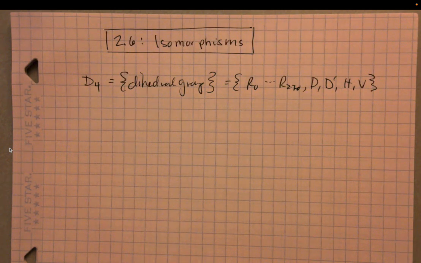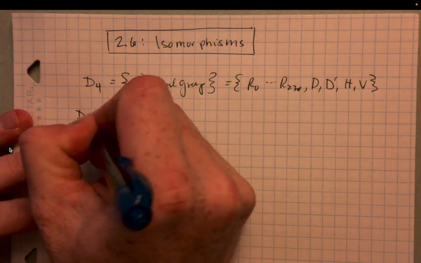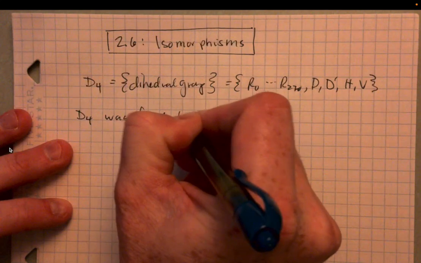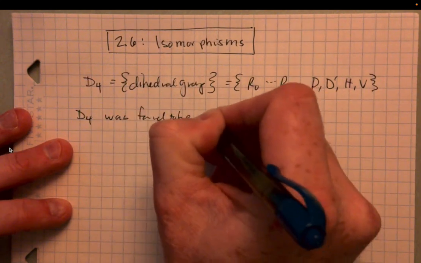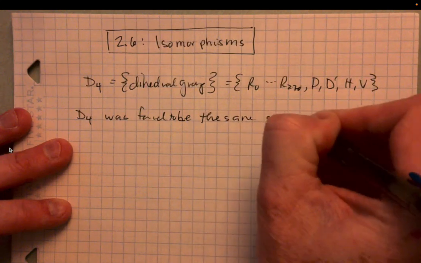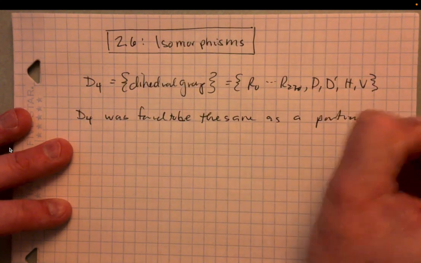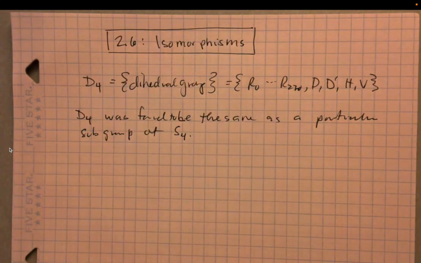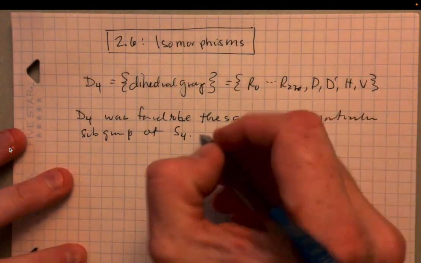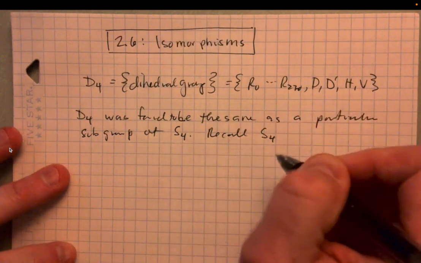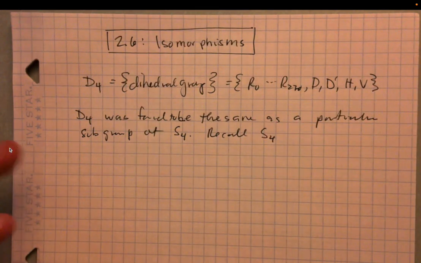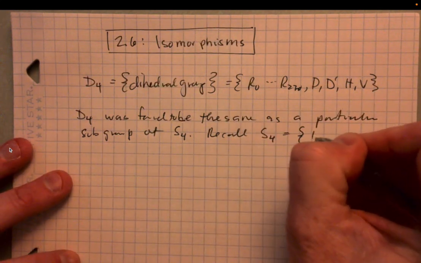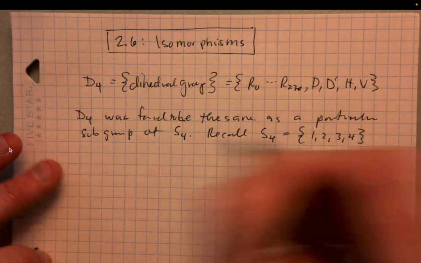What we saw was that D4 could be thought of as the same group as a particular subgroup of S4. Remember, S4 is what was called the symmetric group. It's a permutation group on the elements 1, 2, 3, and 4, or any 4 elements.